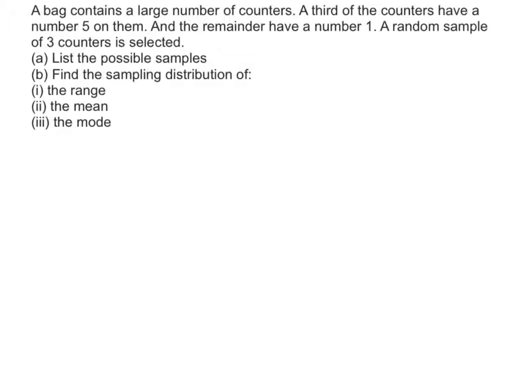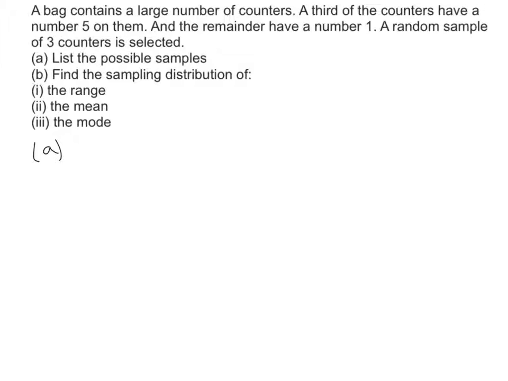So looking at the first part, we have two options, either counters with a number 5 on them or counters with a number 1, and we have to make 3 choices, or 3 counters are selected. So we have to be very methodical when we're doing these types of questions.